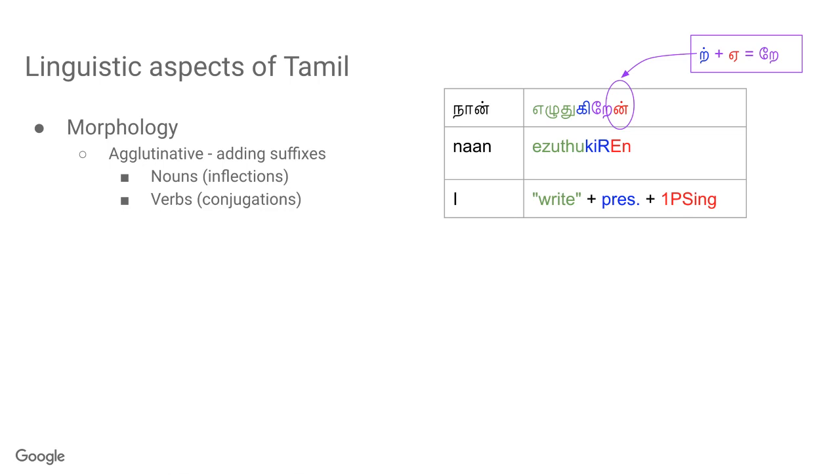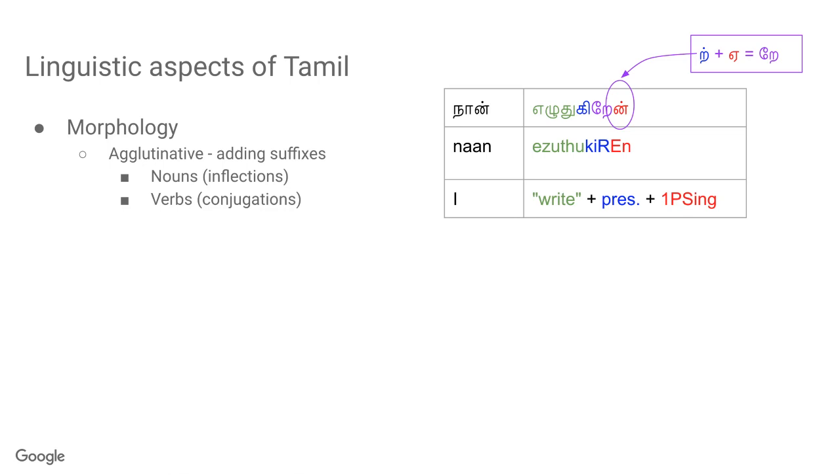So in English, a preposition might be a separate word, but in agglutinative languages, they might be conveyed by adding suffixes. So here we have a verb conjugation. We have the verb irlu, which means to write, and it's shown in green, and it's used in the sentence I write, the present tense.